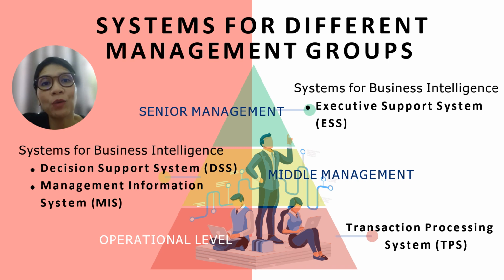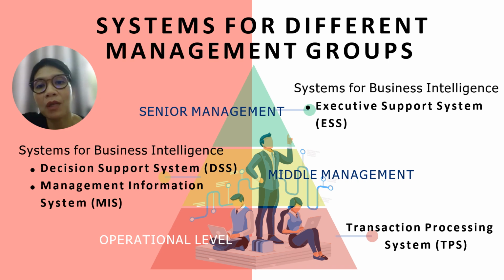From this slide, I will explain the types of information systems served at different levels in an organization. So let's start with the biggest level, if you can see here, which is the operational level. The system running on this level is called Transaction Processing System, TPS in short.